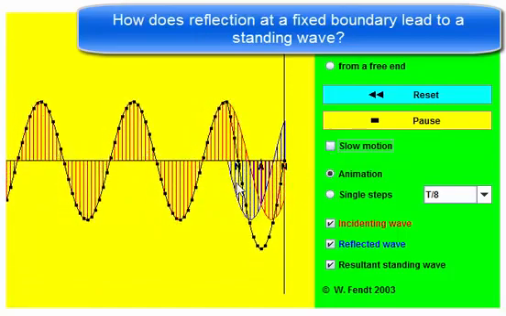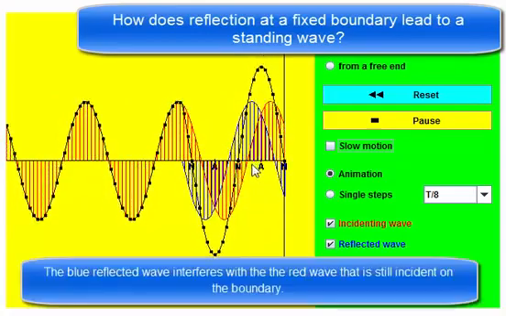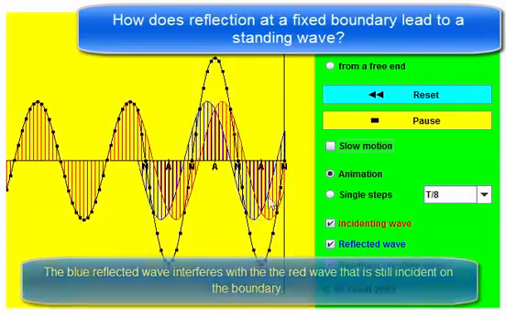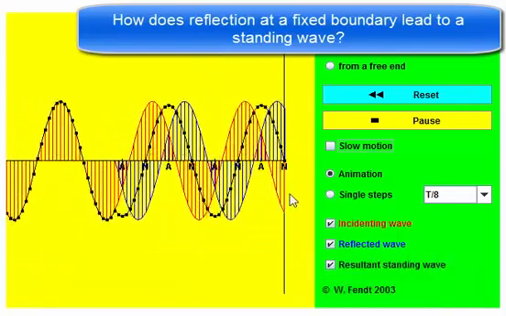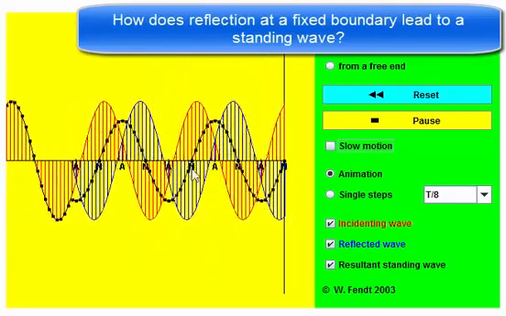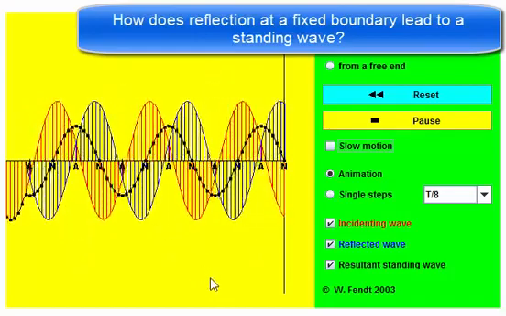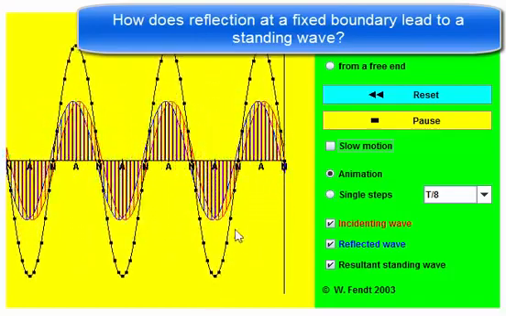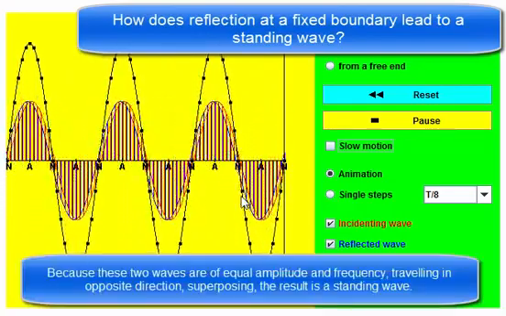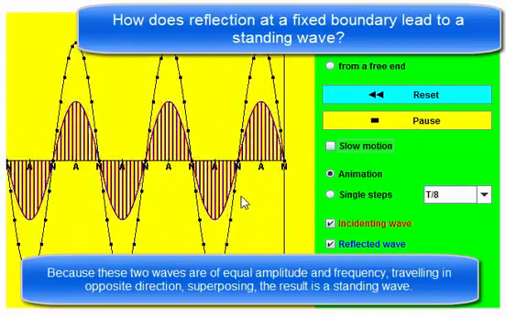And what we can see is as the returning wave, the reflected wave, interferes with the incident wave, we have the conditions required for a standing wave to be set up. And you can see that we get this pattern of stationary nodes and antinodes along the wave. And we have a standing wave, which is this black wave, which is just the superposition of the two waves of equal amplitude and equal frequency traveling in opposite directions.